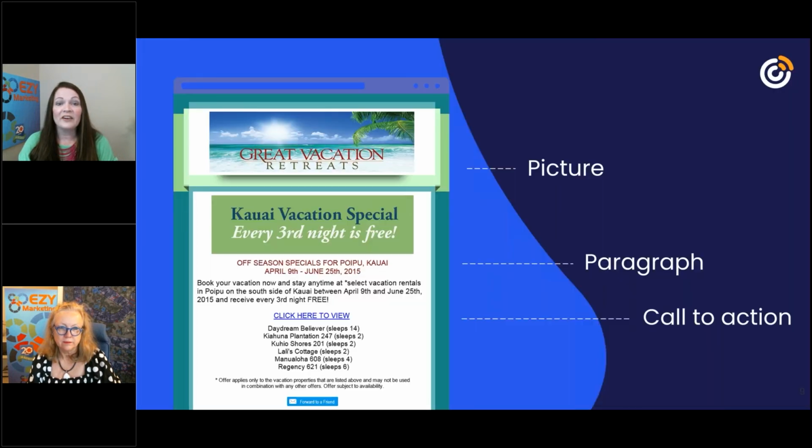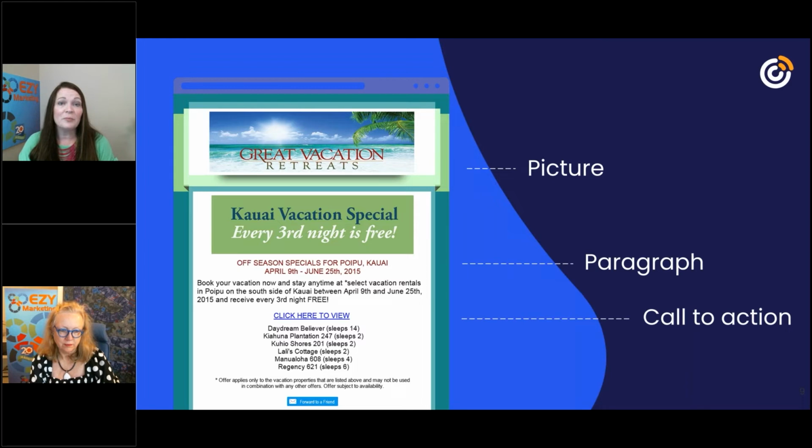So here we have the final email with its three main elements. At the top of the message, they have a great picture that prominently features the brand. Below that is a headline and a paragraph describing the promotion and answering the question. And then the link, which in this case is their call to action to view the available rentals.